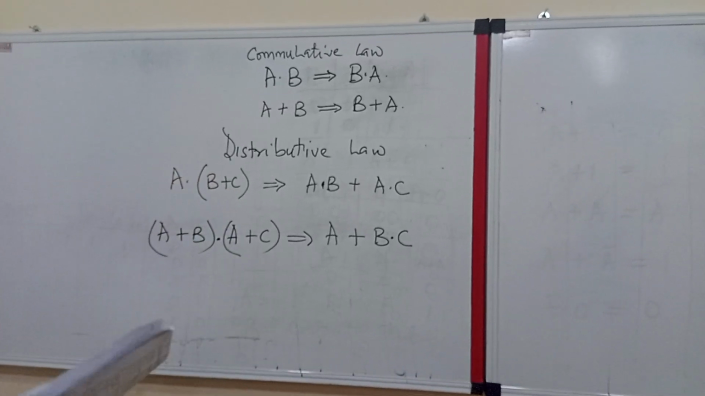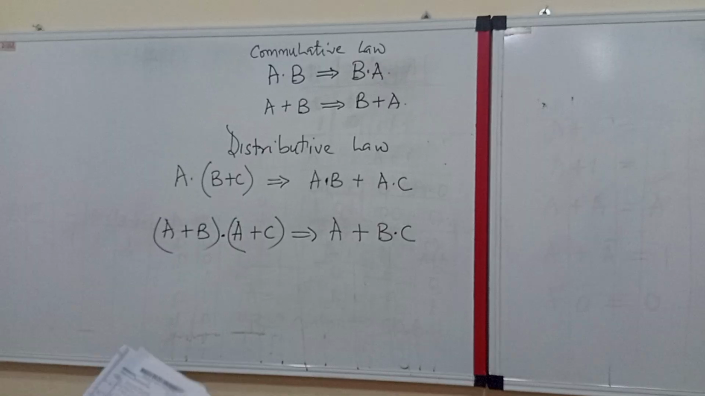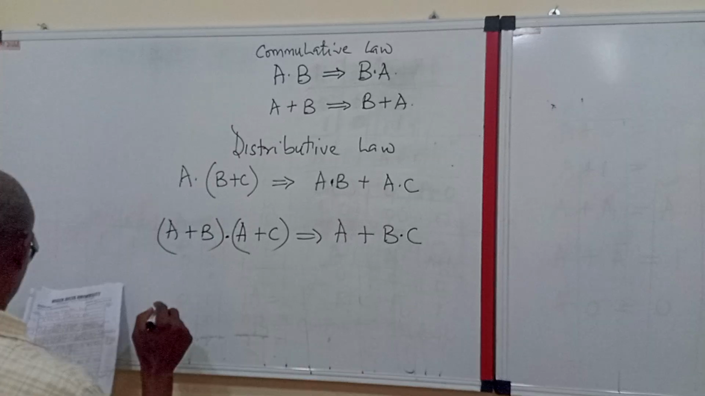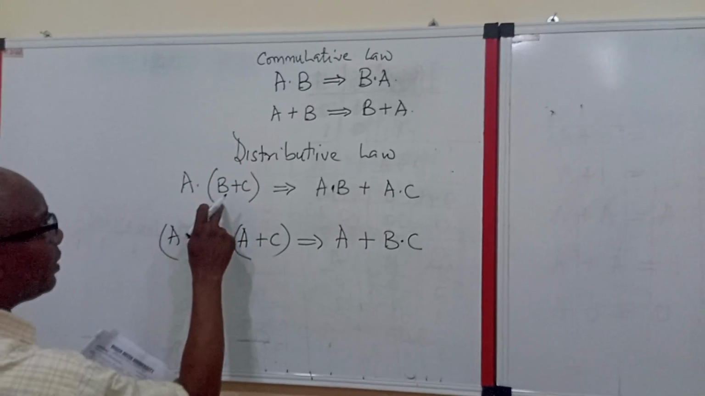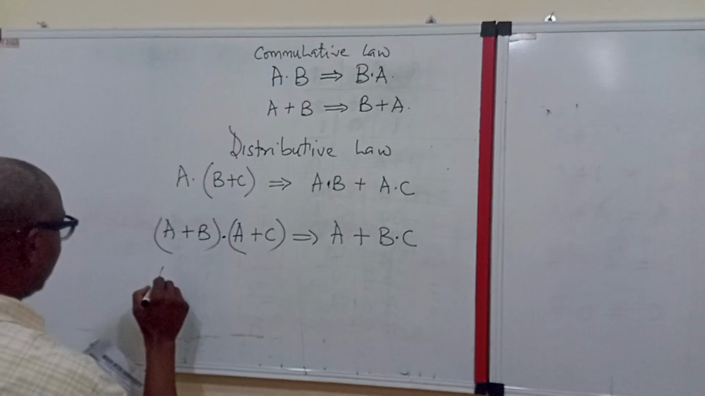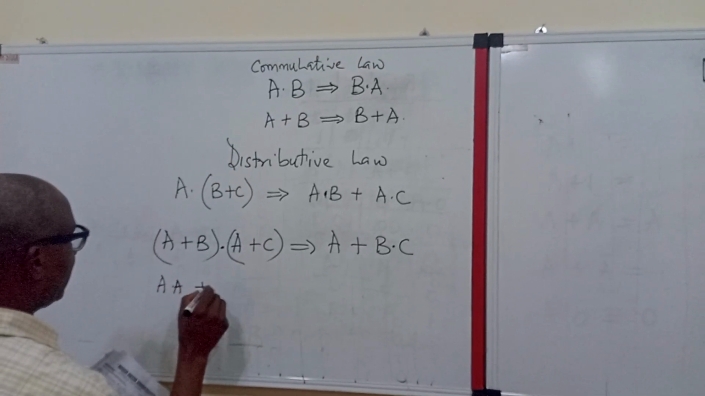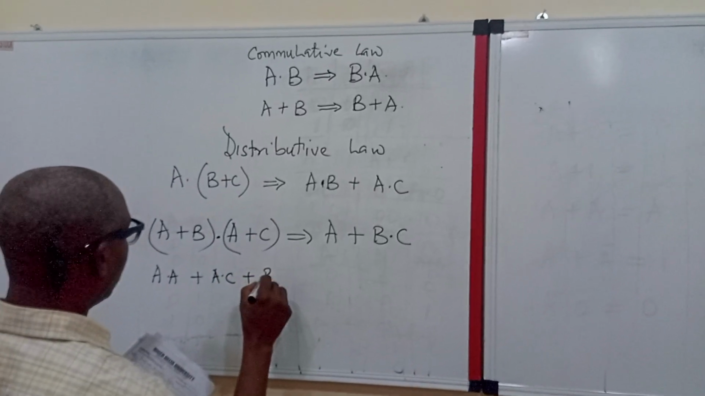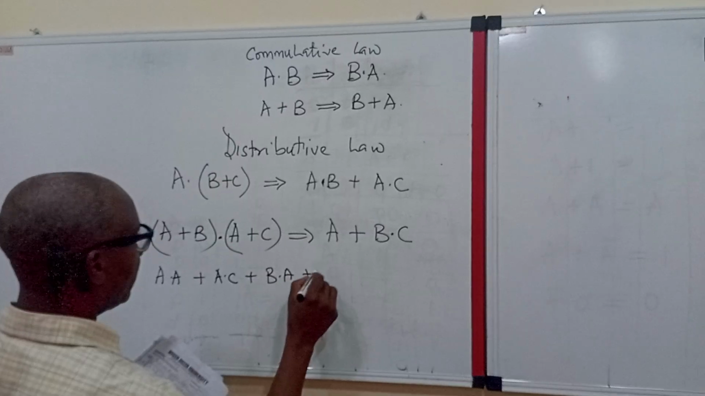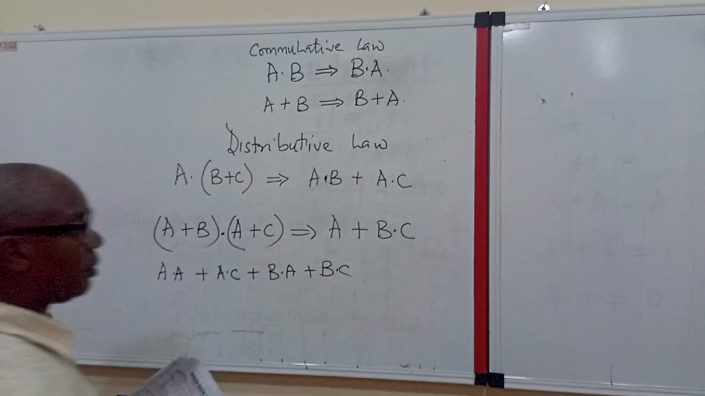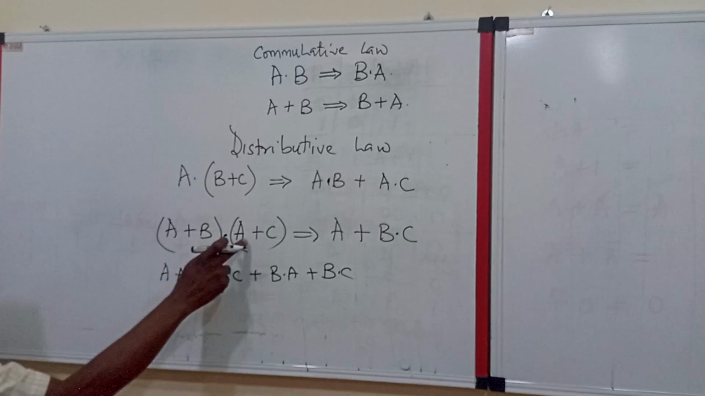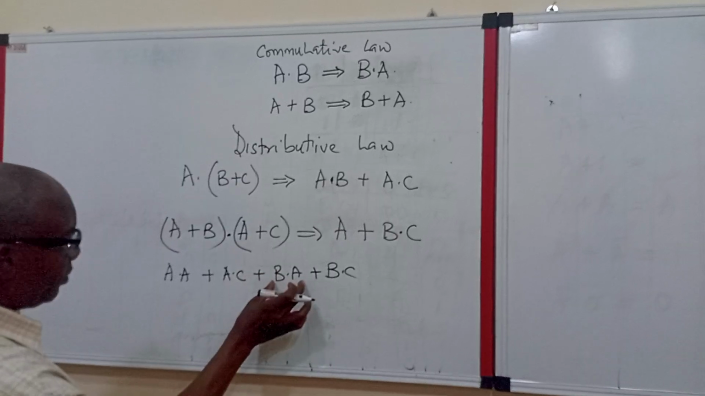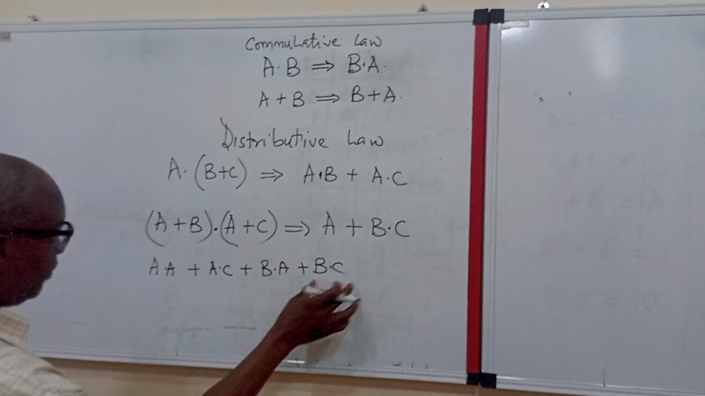Now, let's look at a proof of that. We'll prove it mathematically this time, but we can still use the truth table. Going by the distributive law, (A plus B) dot (A plus C) will give us A dot A plus A dot C plus B dot A plus B dot C. That is, this dot this gives you this, and so on for each pair.